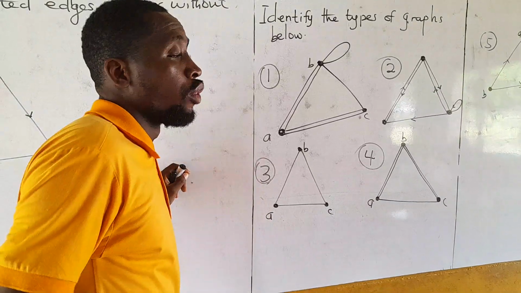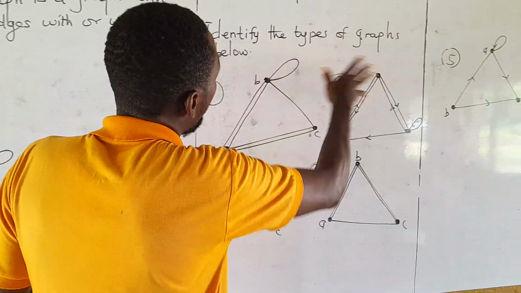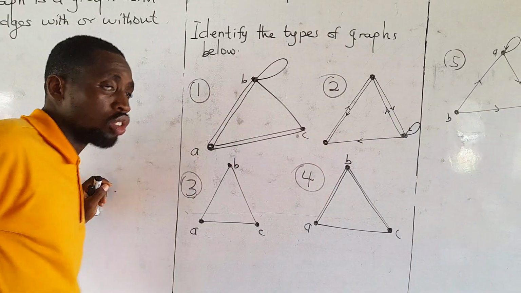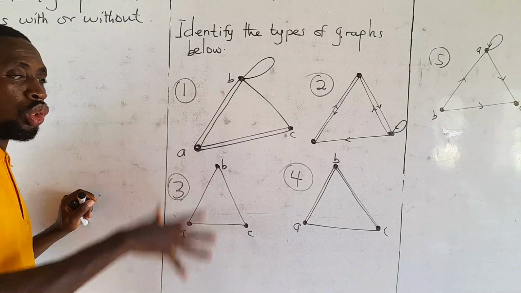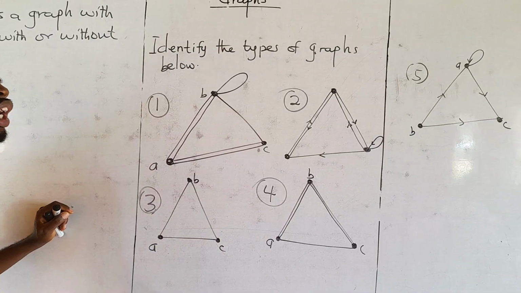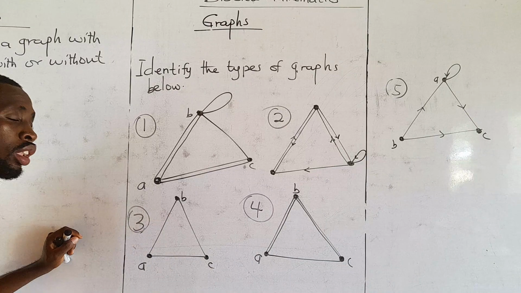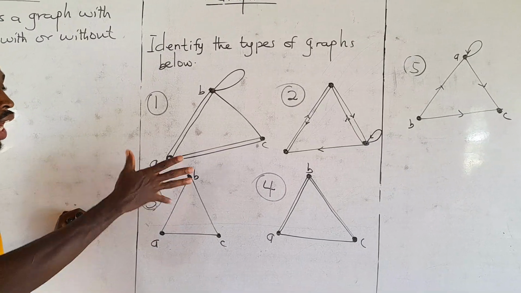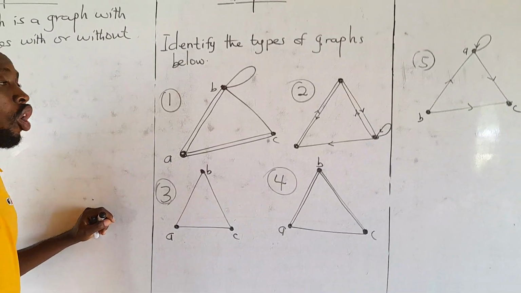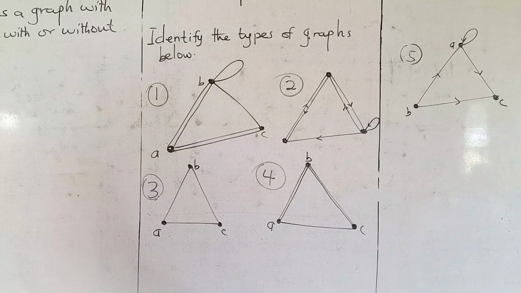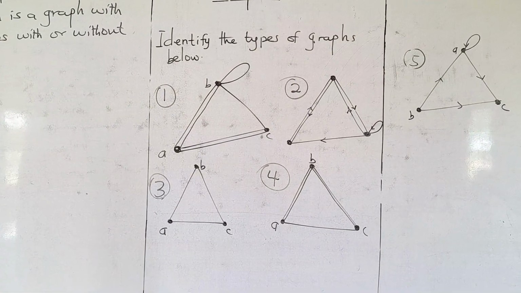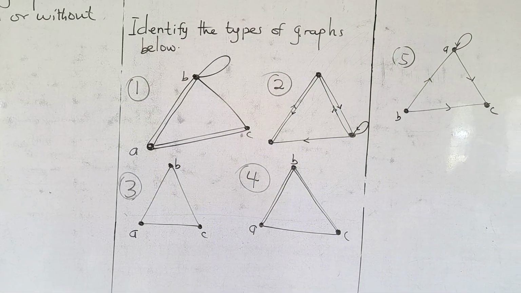Now let's see if we have really understood. We are asked to identify the type of graphs below. The five types of graphs that we have learned are drilled here, and we are asked to identify them. You can pause the video and try to see if you get a name for all five graphs. After that, compare your answers with mine. Let's look at the first one.